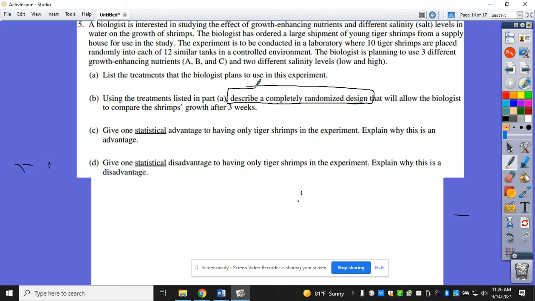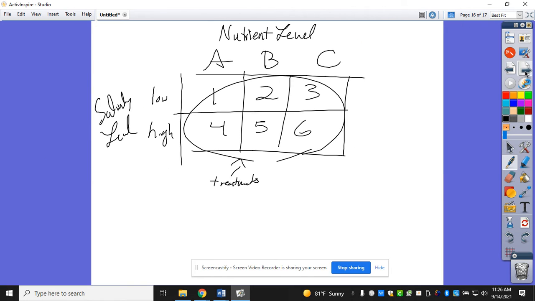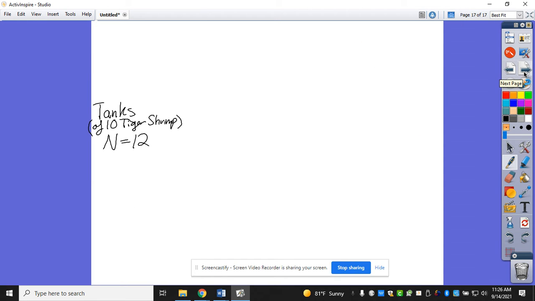So using the treatment system, part A, describe a completely randomized design. Now technically, you can do this. I can describe this entire design fully in words and never draw a diagram. And that is still the exact same thing. I don't see the point in that, but you can do it.